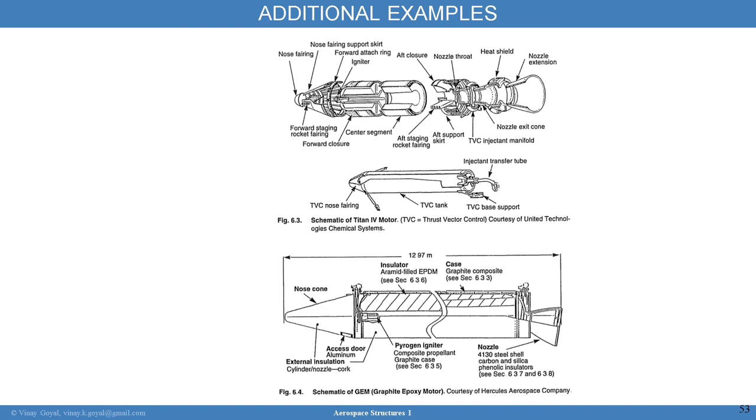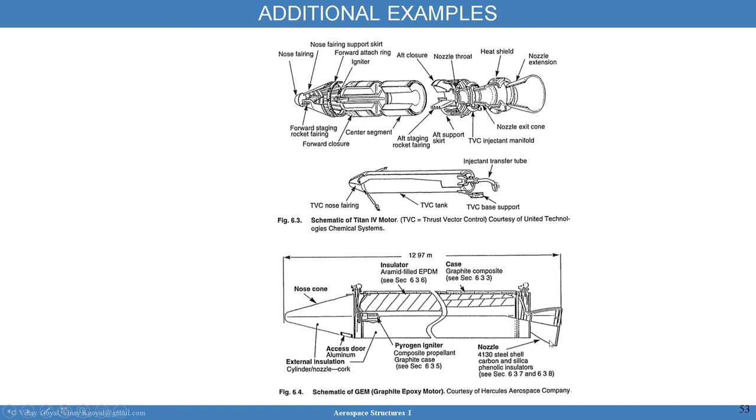Here's another view of additional examples. You have the Titan 4 motor from a book and the schematic Jim motor, courtesy of a book also. And all these and the previous videos also came from YouTube, which I have shown the reference later. But again, nose cone insulator here between the propellant and the motor case, a pyrogen igniter.